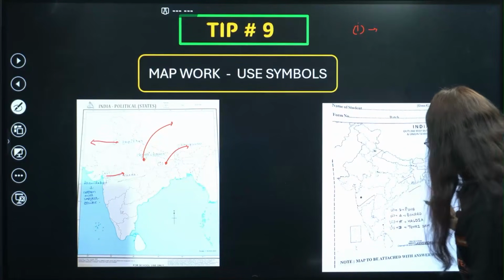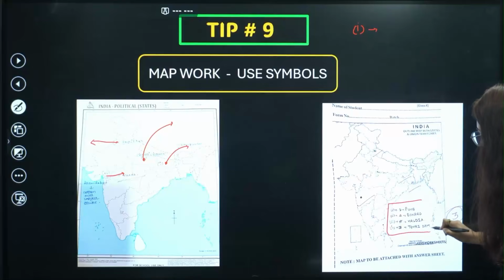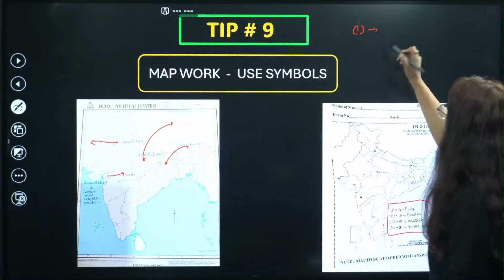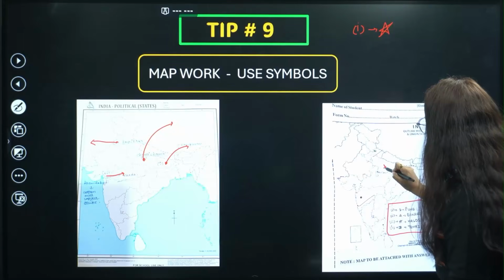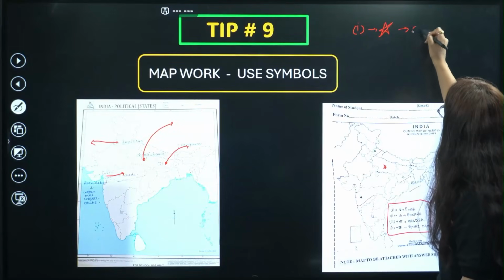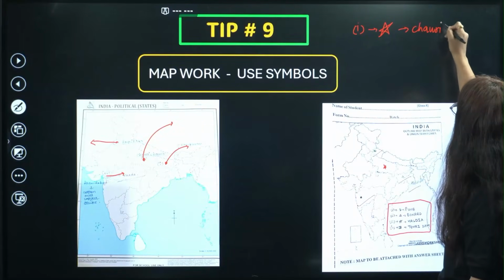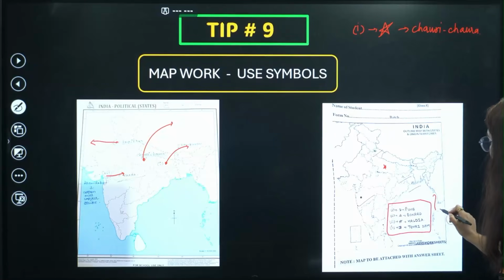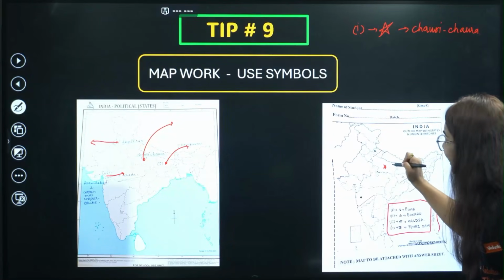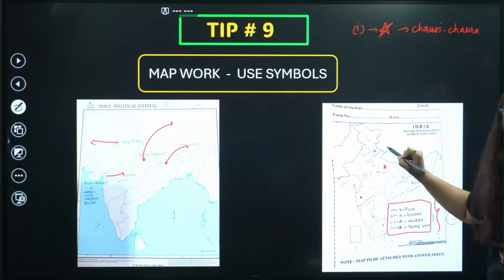In this space of the map, first make a star, because you are going to mark the star at the Chauri Chaura place and write here, Chauri Chaura. Where do you have to write? In the space around the map, not within the map.